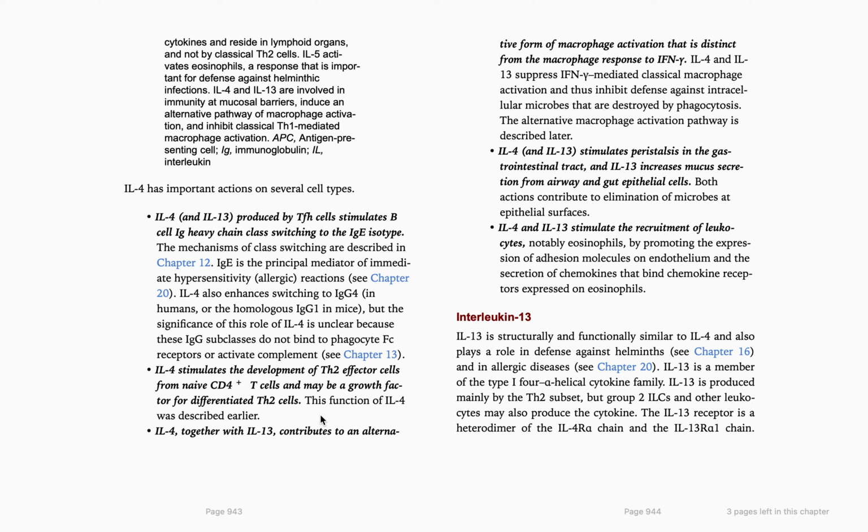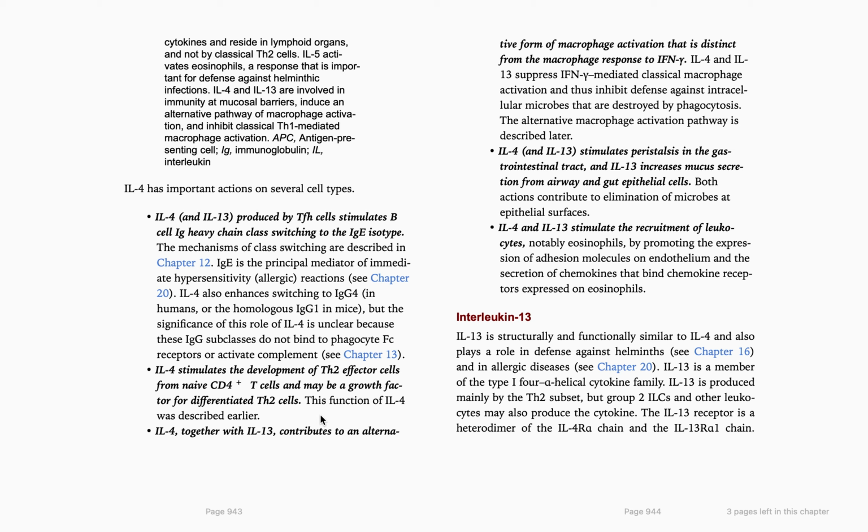Interleukin 4 together with interleukin 13 contributes to an alternative form of macrophage activation that is distinct from the macrophage response to interferon gamma. Interleukin 4 and interleukin 13 suppress interferon gamma mediated classical macrophage activation and thus inhibit defense against intracellular microbes that are destroyed by phagocytosis. The alternative macrophage activation pathway is described later.